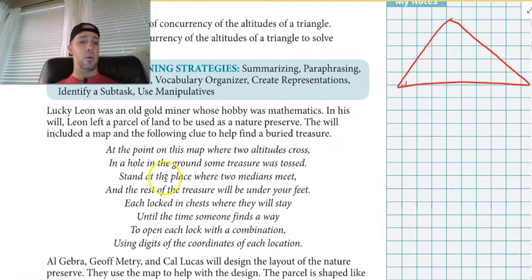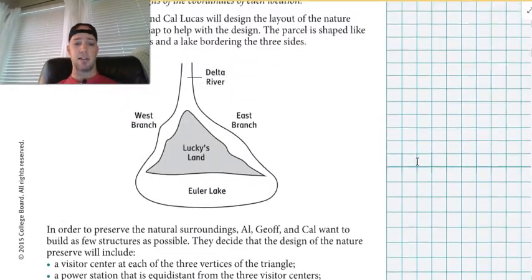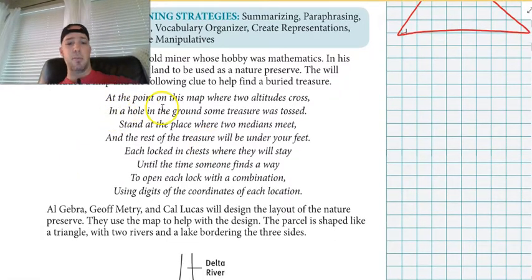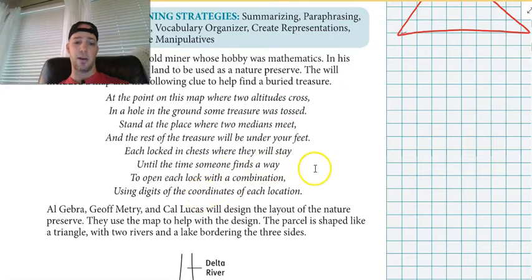All right. So the problem we're dealing with is actually going to be going for this entire lesson. Lucky Leon was an old gold miner whose hobby was mathematics. In his will, Leon left a parcel of land to be used as a nature preserve. The will included a map and the following clue to help find buried treasure. So at the point on the map where two altitudes cross, in a hole in the ground, some treasure was tossed. Stand at the place where two medians meet, and the rest of the treasure will be under your feet. Each locked in a chest where they will stay until the time someone finds a way to open each lock with a combination using digits of the coordinates of each location.